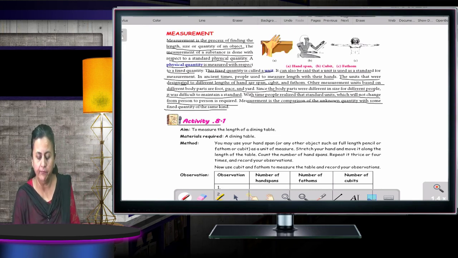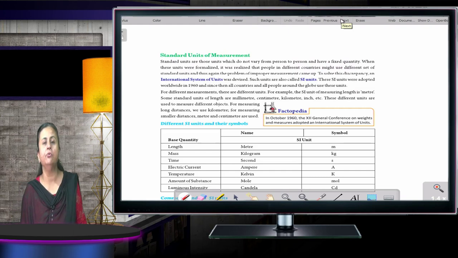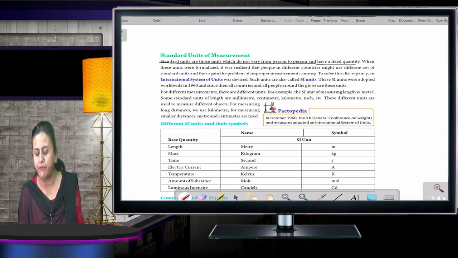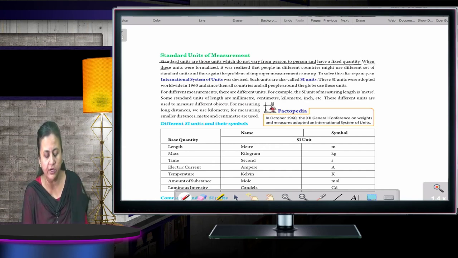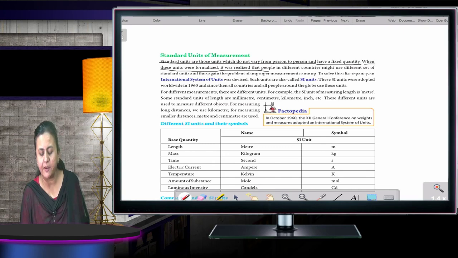Now moving to the next, standard units of measurement. Standard units are those units which do not vary from person to person and have a fixed quantity. What are standard units? Those which do not differ from one person to another, and moreover have a fixed quantity. When these units were formalized, it was realized that people in different countries might use different sets of standard units, and thus again the problem of improper measurement came up.